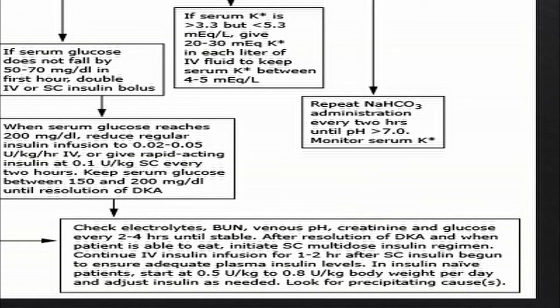After resolution of diabetic ketoacidosis and when the patient is able to eat, initiate a subcutaneous multiple dose insulin regimen. Continue IV insulin infusion for 1 to 2 hours after subcutaneous insulin begins to ensure adequate plasma insulin levels. In insulin naive patients, start on 0.5 unit per kg to 0.8 unit per kg body weight per day and adjust insulin as needed. Look for the precipitating cause.